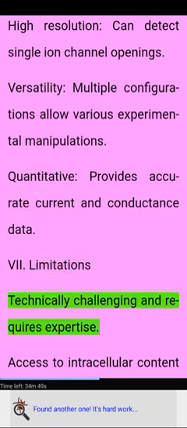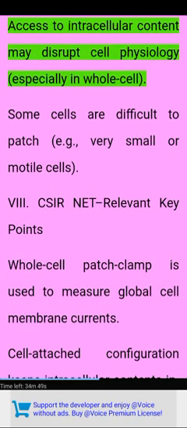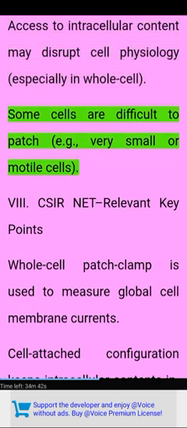6. Limitations. Technically challenging and requires expertise. Access to intracellular content may disrupt cell physiology, especially in whole cell. Some cells are difficult to patch, e.g., very small or nodal cells.